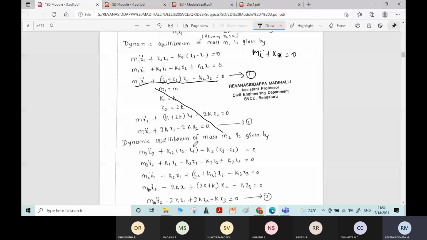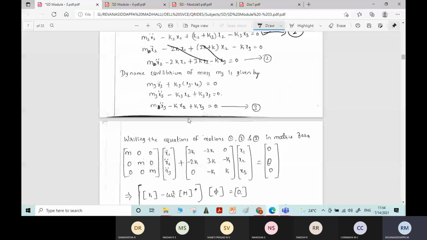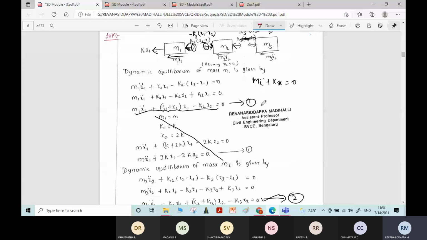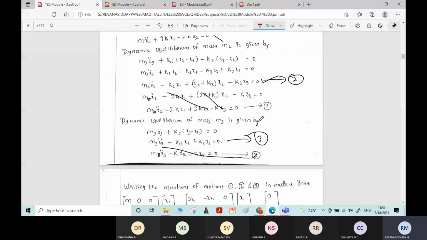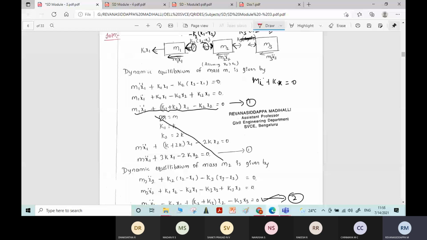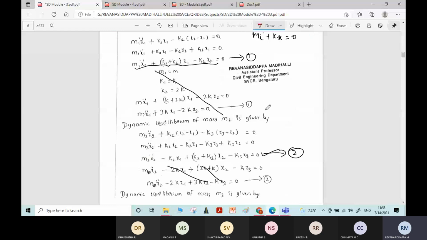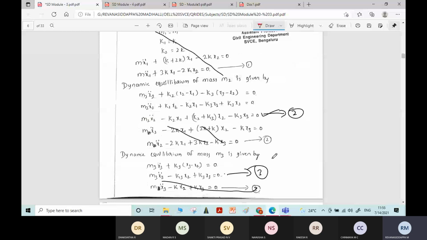Now for the third mass also, segregate the coefficients of x1, x2 and x3. What is the final equation you will get? This is the final equation. Call this equation number 3. Using equations 1, 2 and 3, here don't substitute the m1, m2, m3 and k1, k2, k3 values. Just formulate the equation, segregate the coefficients of x1 and x2, keep it as it is, and call them equations 1, 2 and 3. Referring to these 3 equations, you can formulate matrix K.